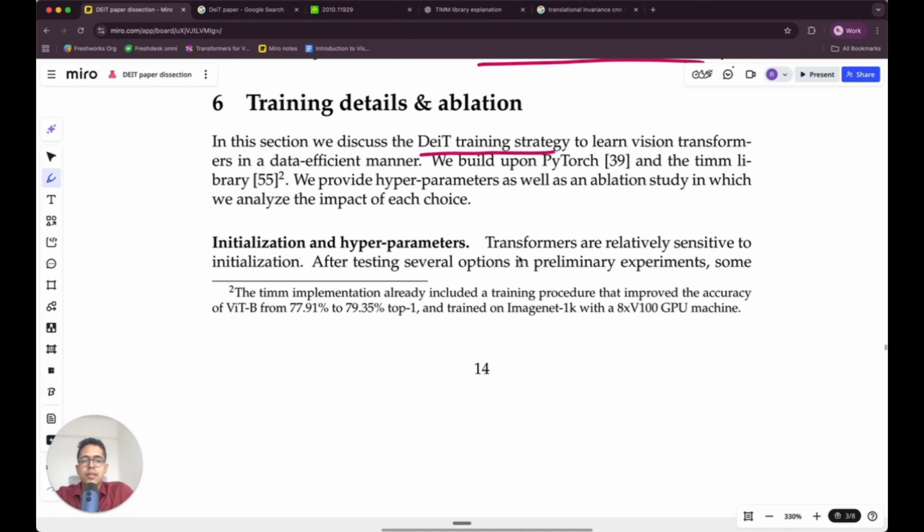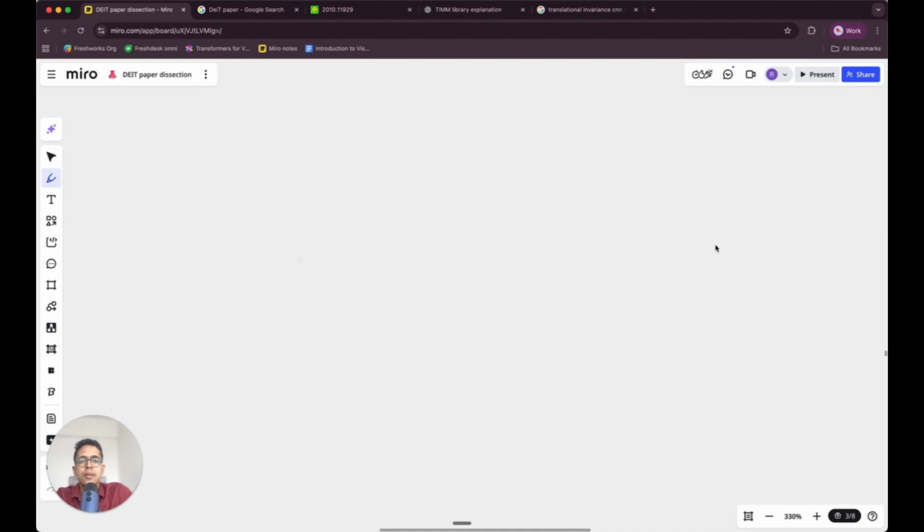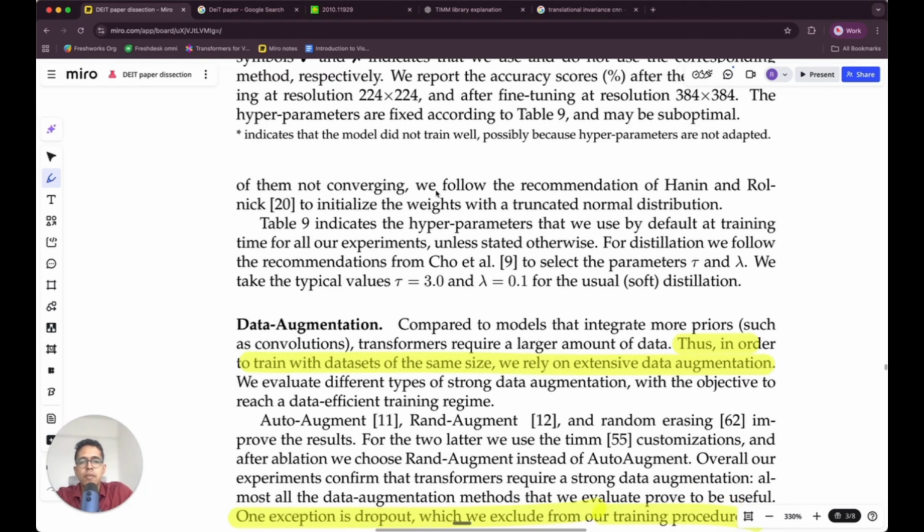Initialization and hyperparameters. Transformers are relatively sensitive to initialization. The TIM implementation already included a training procedure that improved the accuracy of vision transformer base from 77.9 to 79.3, trained on ImageNet 1K with 8 V100 GPUs. After testing several options in preliminary experiments, some of them not converging, we followed the recommendation of Hanin and Rolnick to initialize the weights with a truncated normal distribution. Basically, do not go with random weight initialization. Go with some truncated normal distribution, although I don't know what it means.